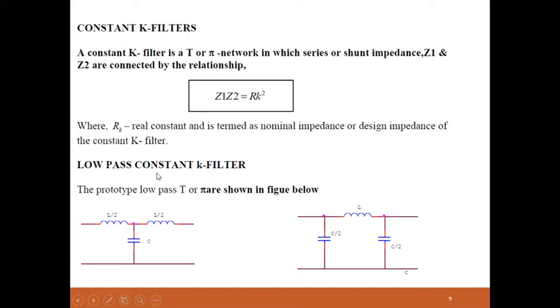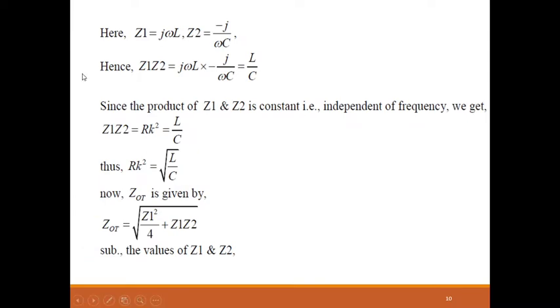The low pass constant K filter: the prototype low pass T or pi is shown in the figure. This is the T model, and this is the pi network. Based on this, for the low pass filter we are considering the T network. When we consider Z1 and Z2 as the impedances, Z1 is j omega L and Z2 is minus j over omega C.